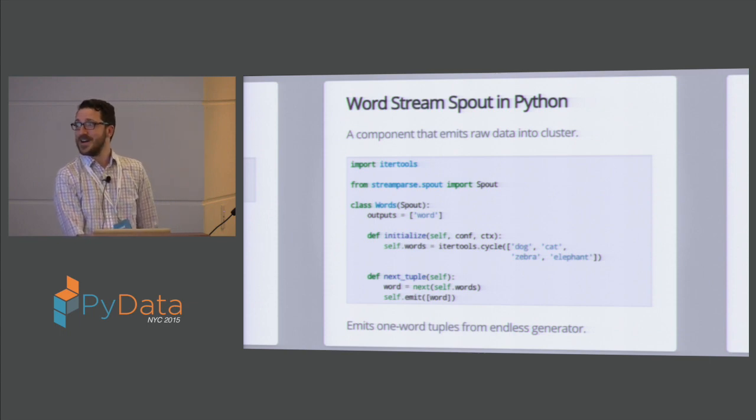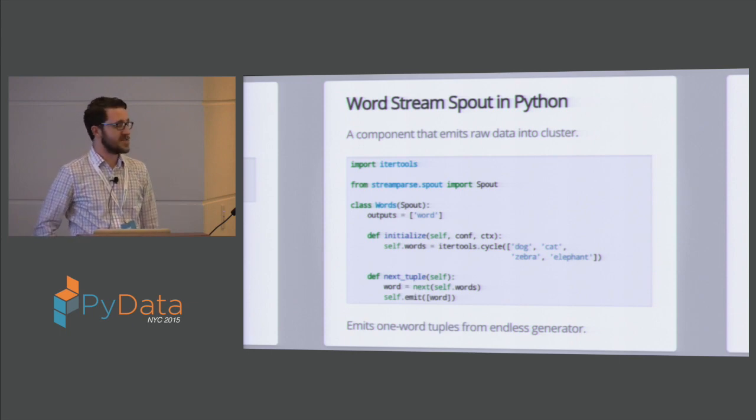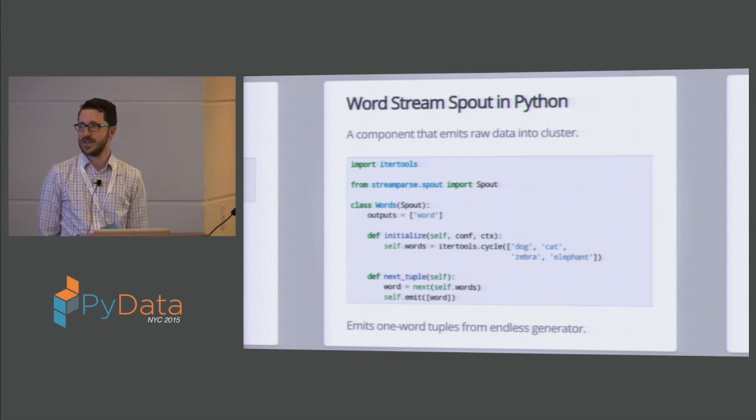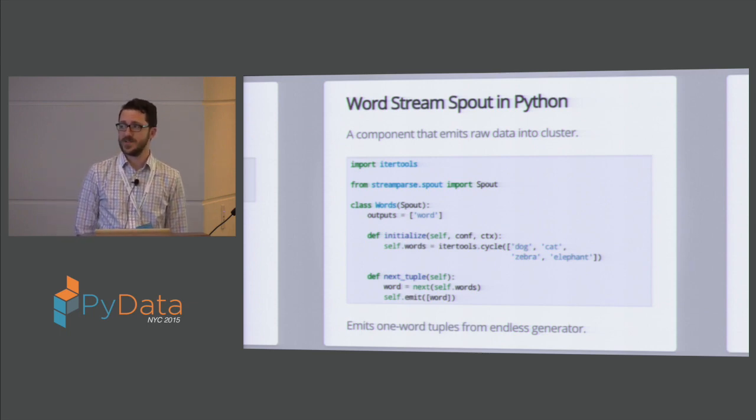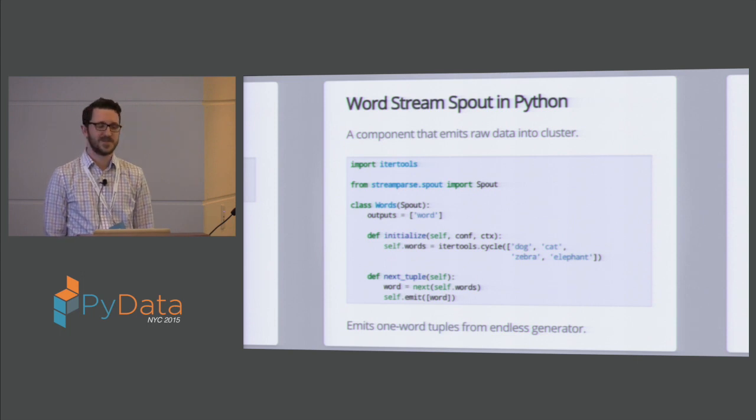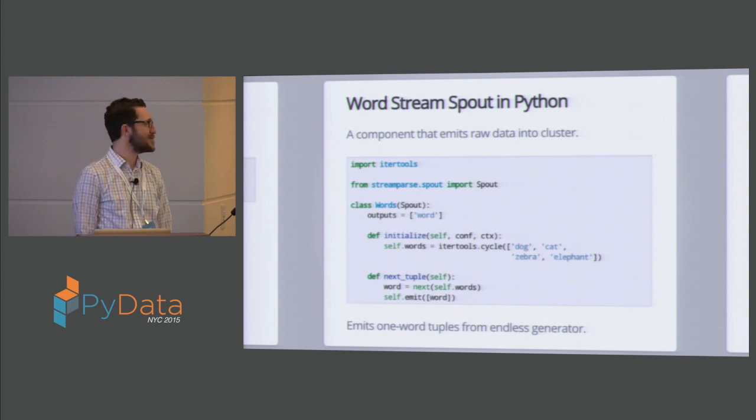So a spout, as I said, is just a component that emits raw data into the cluster. And what we have here is the actual code for using Streamparse to implement a simple spout that will produce an endless sequence of words. Granted, they're just dog, cat, zebra, and elephant over and over and over again, but it's a sequence of words nonetheless.